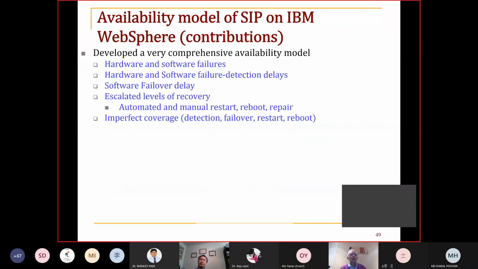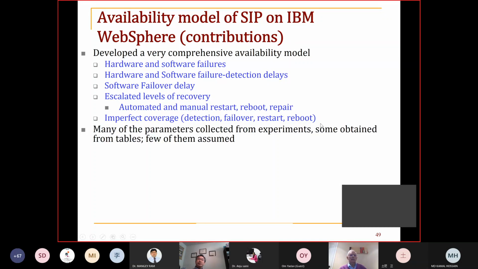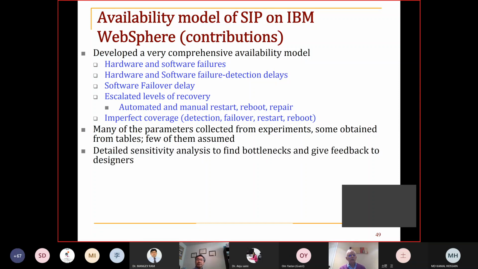So to conclude this part, we developed a very comprehensive availability model in which hardware and software failures were considered, hardware and software failure detection delays were considered, software failover delays were considered, escalated levels of recovery, as it is known in telecom, automated and manual restart, reboot and repair, and imperfect coverage for all stages of the recovery. Many of the parameters were collected from experiments, some obtained from tables, few of them assumed, with detailed sensitivity analysis to find bottlenecks and to give feedback to designers.